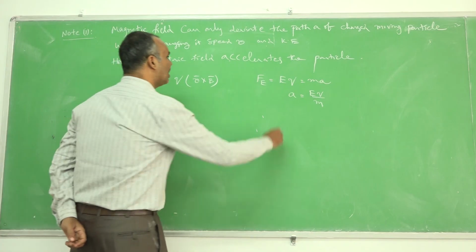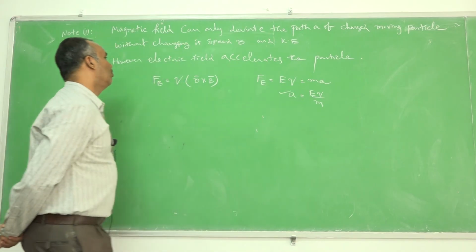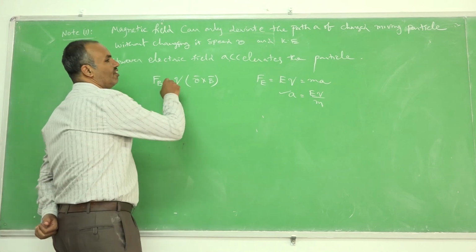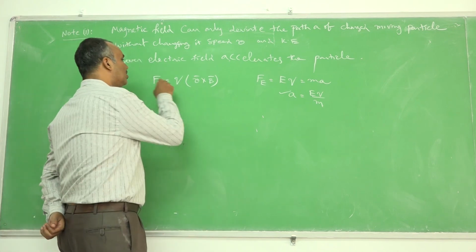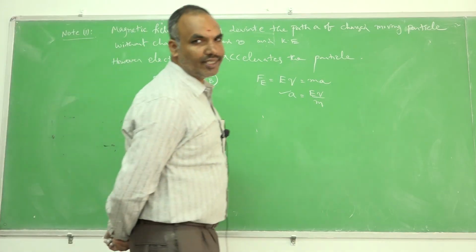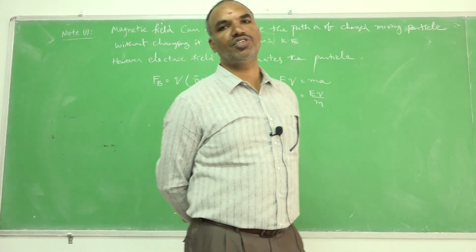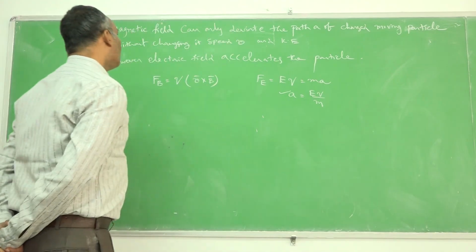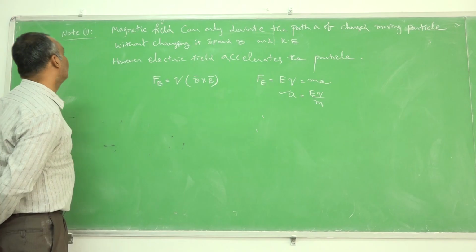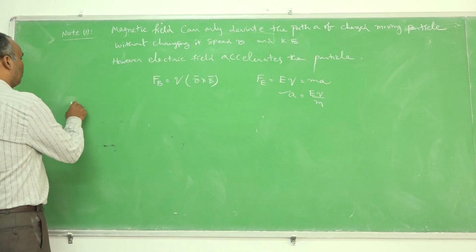Electric field provides acceleration, whereas magnetic field produces only deviation of path. Magnetic force is responsible for deviation of path. Electrical force is responsible for acceleration of a particle. One more important point. Already we discussed velocity selector condition. Note number 2.